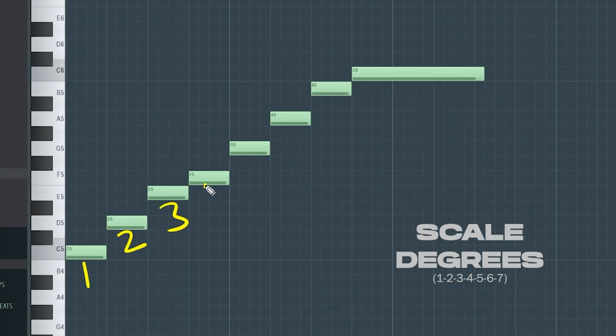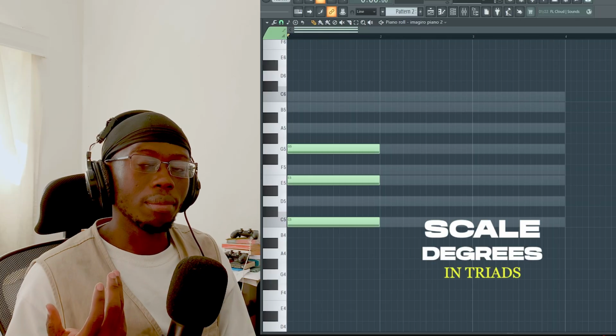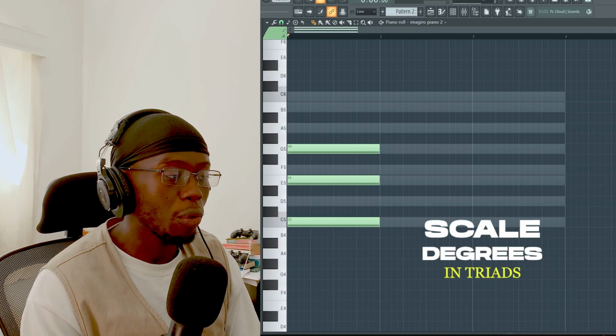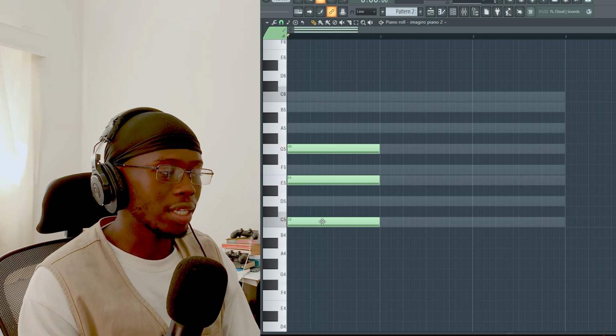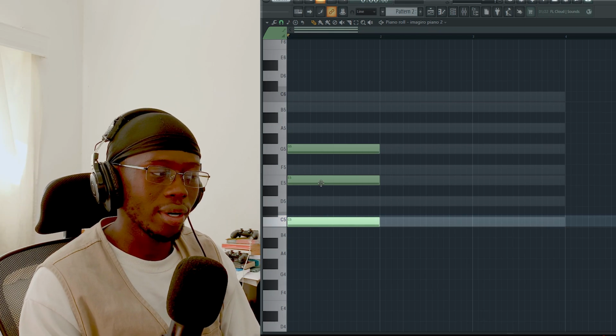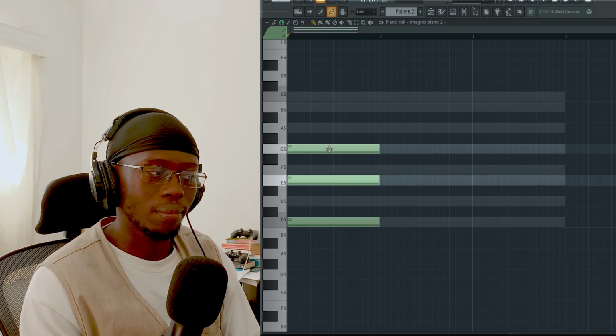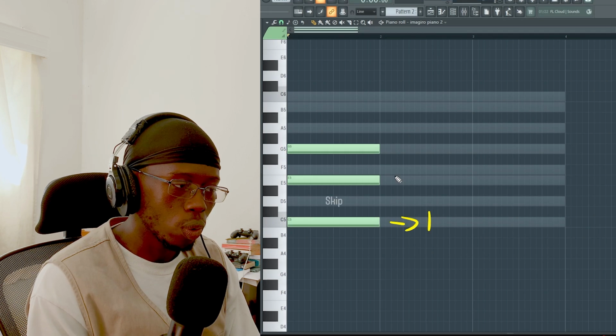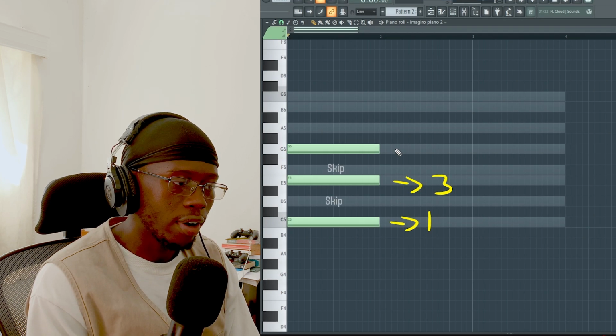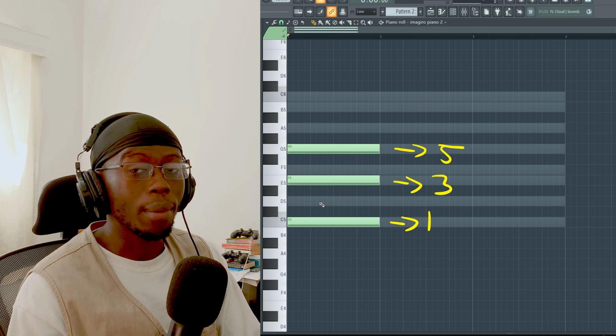In the previous lesson, we covered scale degrees in the context of a scale. In this lesson, we're going to cover how to think of them in the context of the triad. So right here we have a C major triad. We covered that this was the root, and then we have the third, and then finally the fifth. So we have 1, we skip 2, go to 3, and then 5. So this is the basic formula for a major triad.